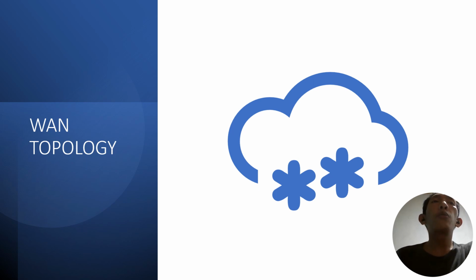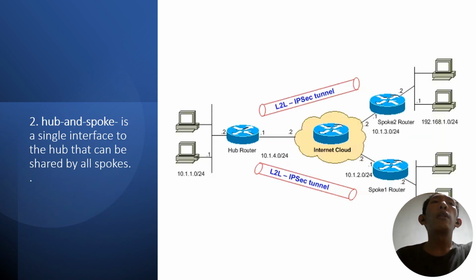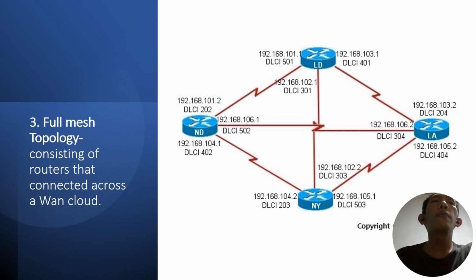There are different types of WAN topology. First is the point to point. It employs a point-to-point circuit between two endpoints. Second is the hub and spoke. It is a single interface to the hub that can be shared by all spokes. Third is the full mesh topology. It consists of the routers that are connected across a WAN cloud.